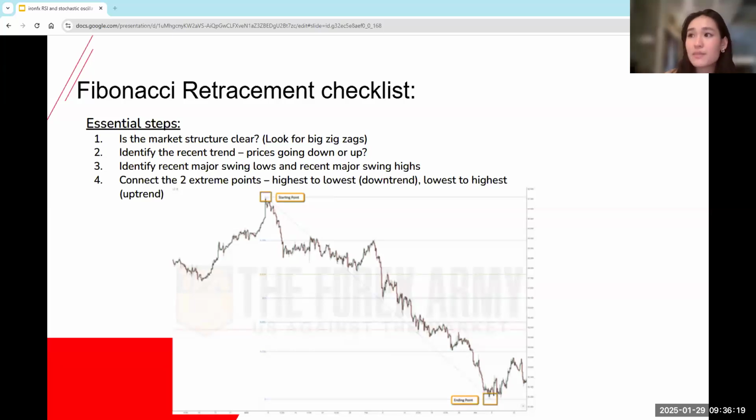So firstly, is the market structure clear? You can look out for big zigzags, and we'll give you a couple of examples in the coming slides. Next is to identify the recent trend, so is price going down or up, and it's important to always follow the general trend. Next is to identify recent major swing lows or swing highs, and to connect the two extreme points, from the highest to the lowest in a downtrend and the lowest to the highest in an uptrend.